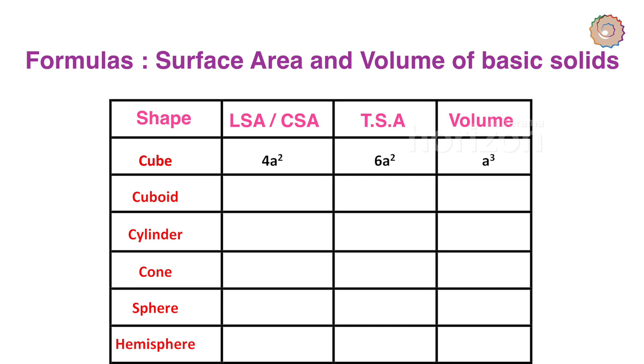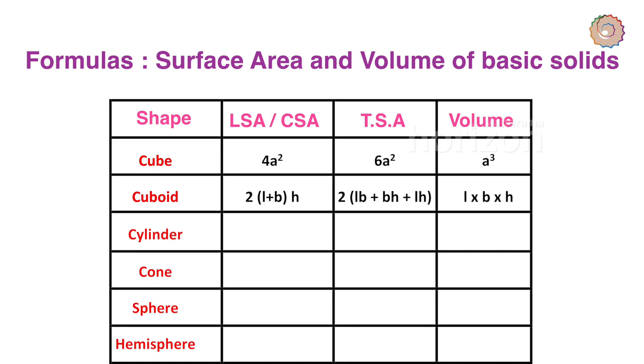is a cube. For a cuboid, lateral surface area is 2 into (L plus B) into H and the total surface area is 2 into (LB plus BH plus LH), while the volume is L into B into H, where L stands for length, B stands for breadth and H stands for height.